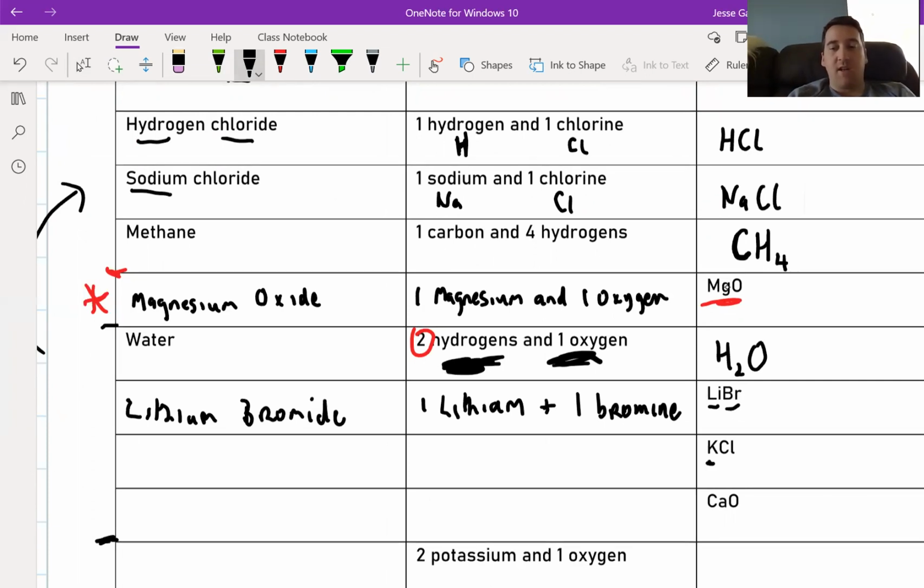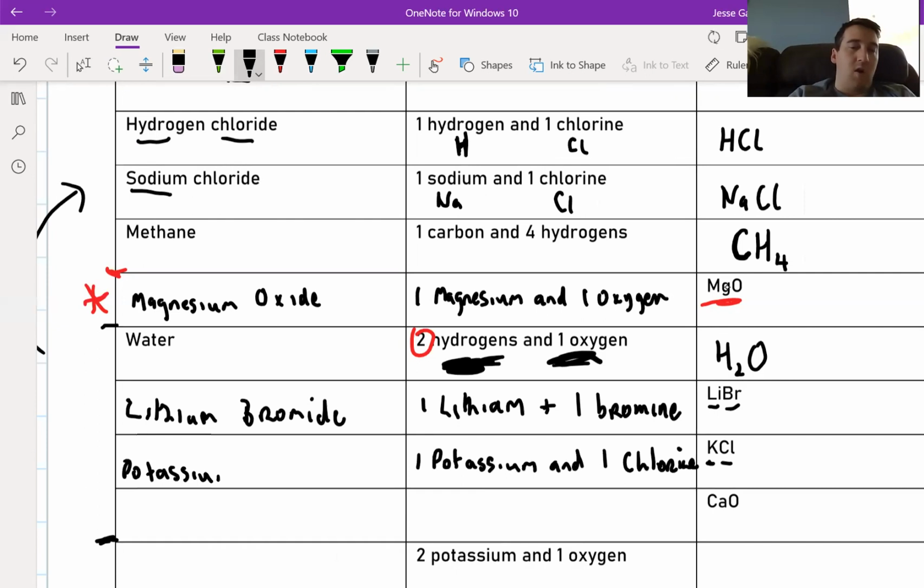What have I got? I've got a K and I've got a Cl. So that's one potassium and one chlorine. So the name of this is going to be potassium chloride. Potassium chloride, not monochloride, because there's no other possibility here. It's just potassium chlorine.